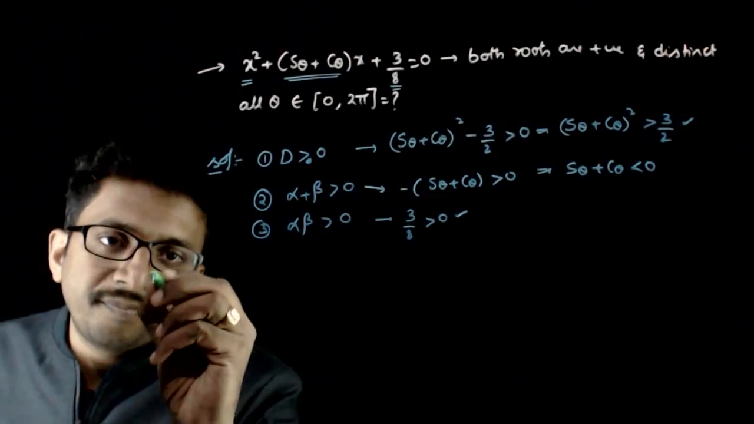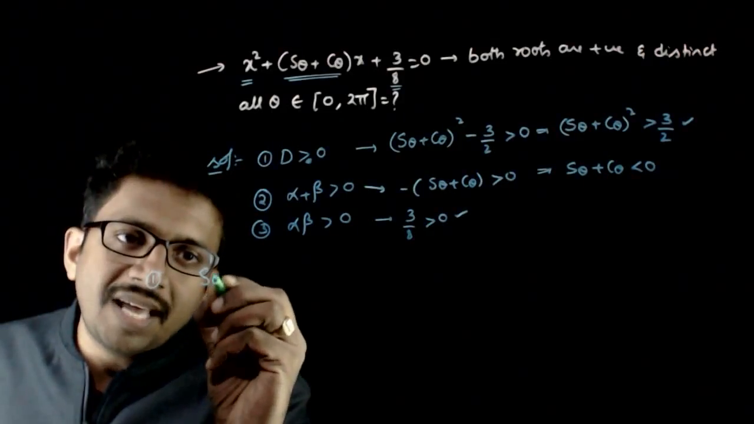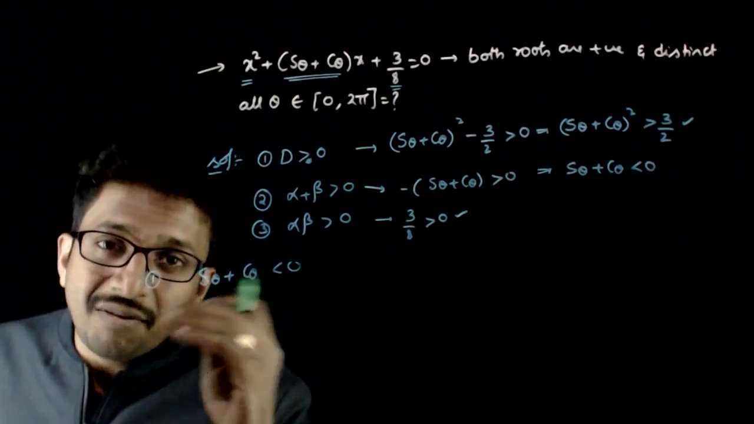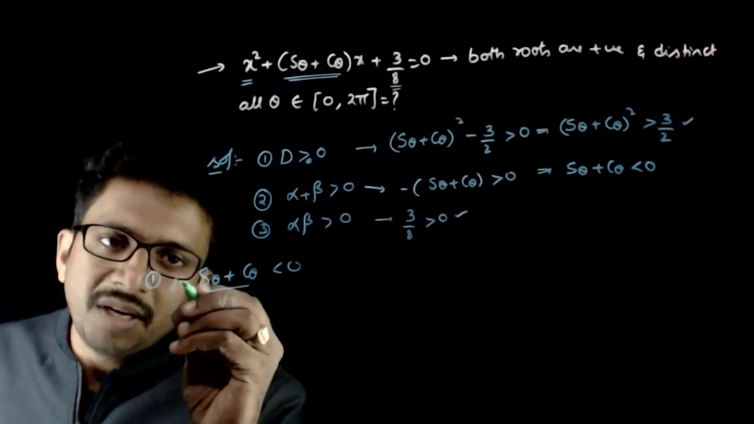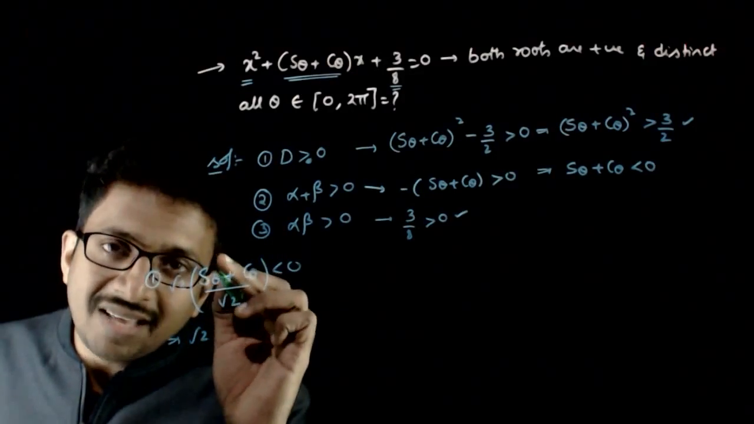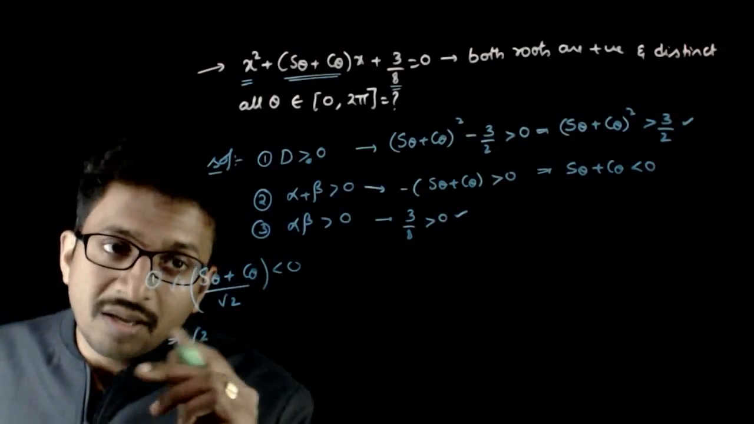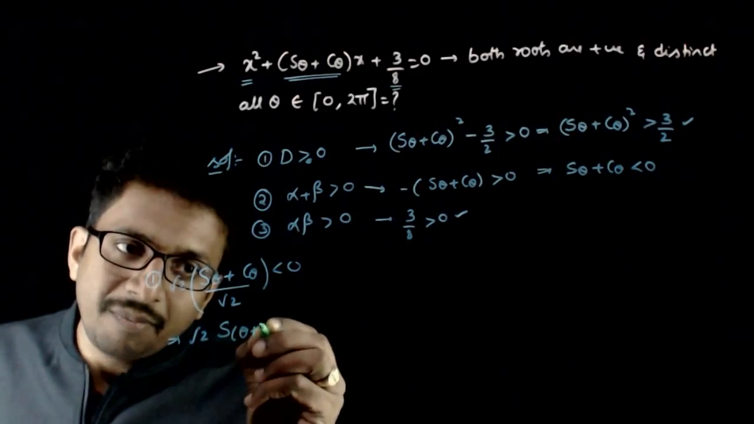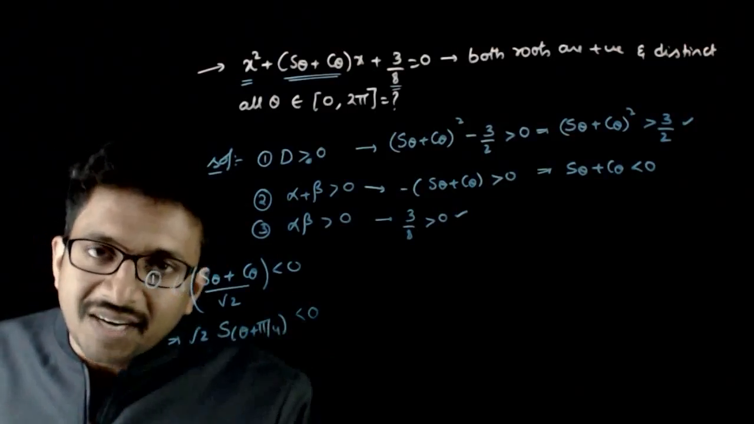So first, sin theta plus cos theta is less than 0. How do we solve this? Let us try to convert this into a single trigonometric ratio. Let me multiply and divide by root 2. It's nothing but root 2 times, sin theta into 1 by root 2, sin theta cos pi by 4 plus cos theta sin pi by 4, that is sin of (theta plus pi by 4) is less than 0. This is the first condition.